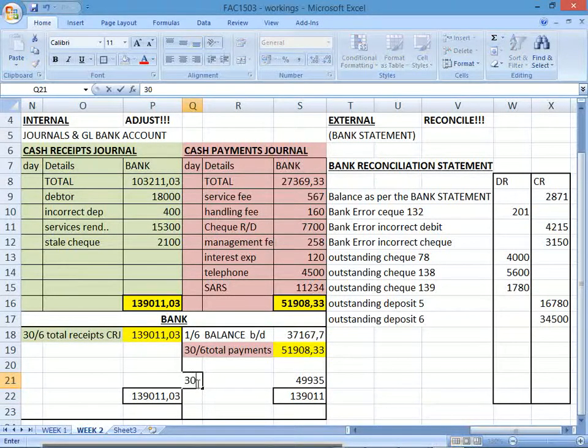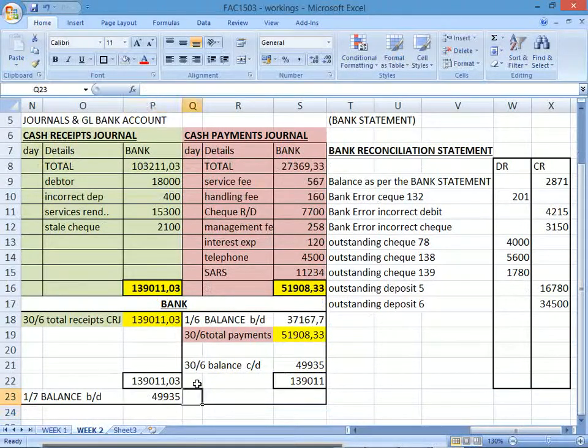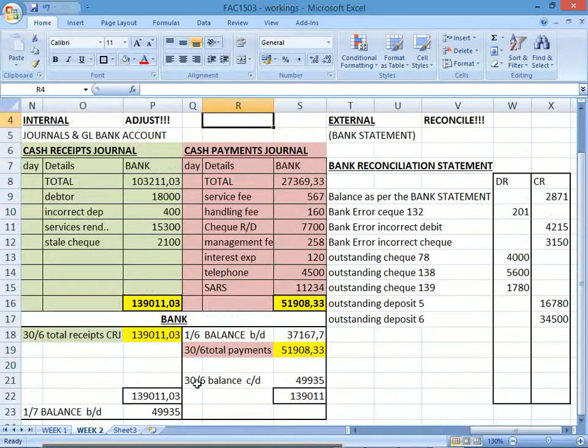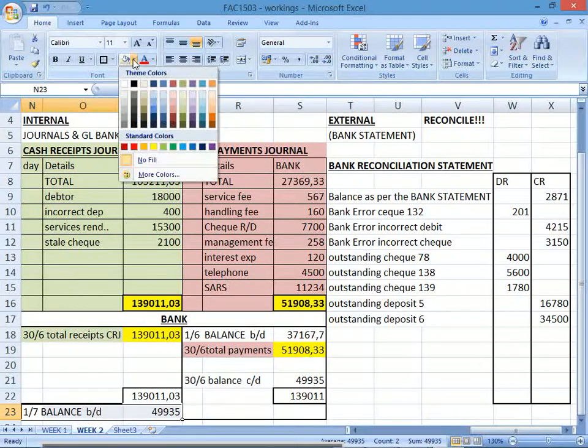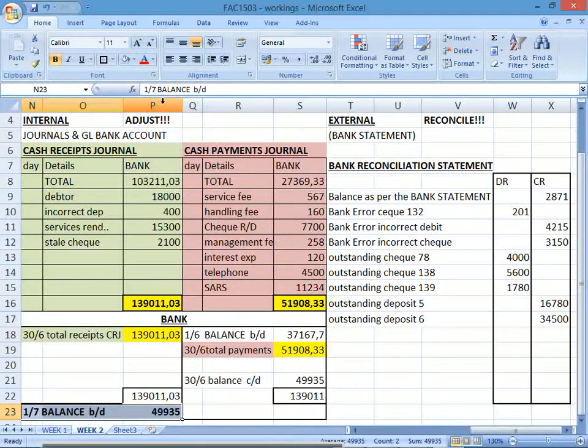Right, so that's the balance that you carry down at the end of the month. Balance carried down. So now I know I'm going to start July with a balance brought down of 49,935. That's what I know in terms of my books and my records. Okay, this is the amount that you're wanting to confirm. You're trying to check that amount. Okay, you're wanting to know if this is in our books, yes or no.